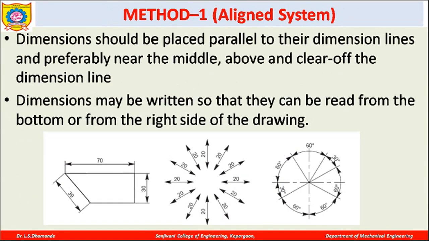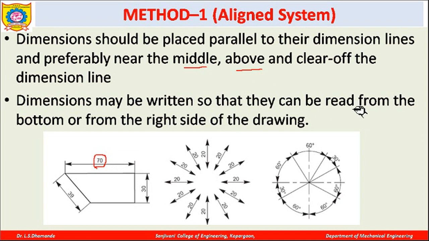In the first method, the aligned system of dimensioning, the dimensions should be placed parallel to their dimension lines. This is your dimension line, and it should be placed parallel to this dimension line, preferably near the middle or above. This is the total length of the line, so this is the center of that particular dimension line. It will be specified in the middle and above the dimension line, clear of the dimension line, and above that this dimension will be specified.